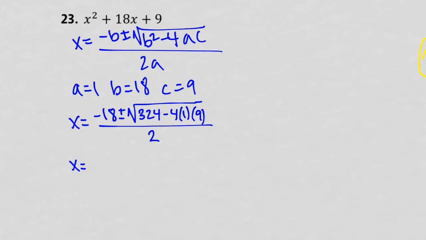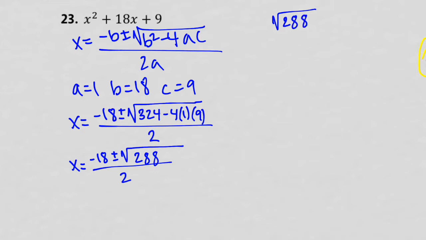Alright, let's keep simplifying that. Negative 18 plus or minus the square root of 324 minus 4 times 9, that's 36, right? So 324 minus 36, that is 288, all over 2. Alright, and now we're not going to leave this like this because it's completely not simplified. I am actually going to go through the process of breaking down that radical. Something that you guys did back in Integrated 2. We didn't actually practice it that much in class.